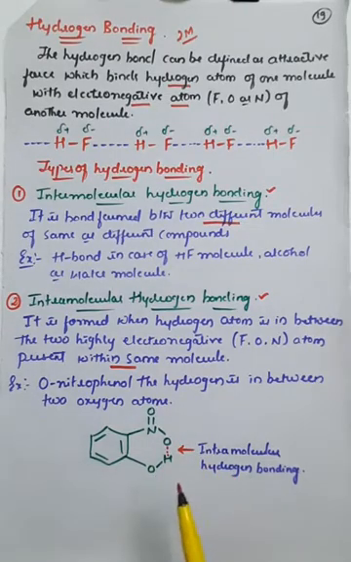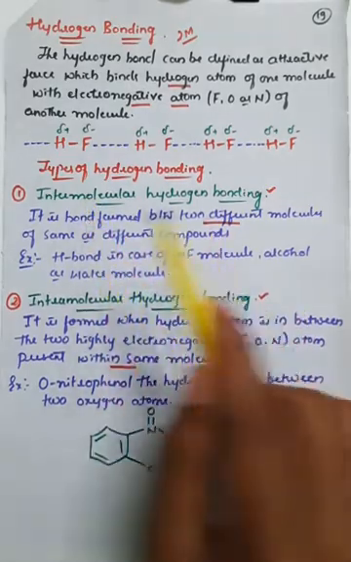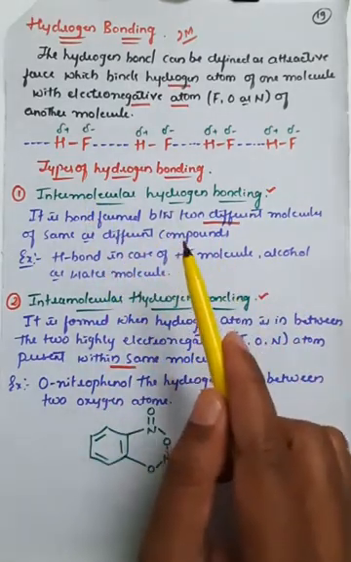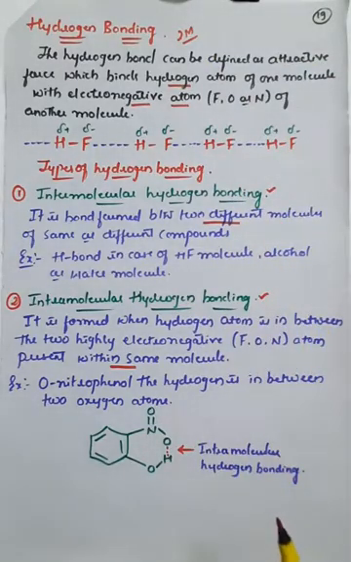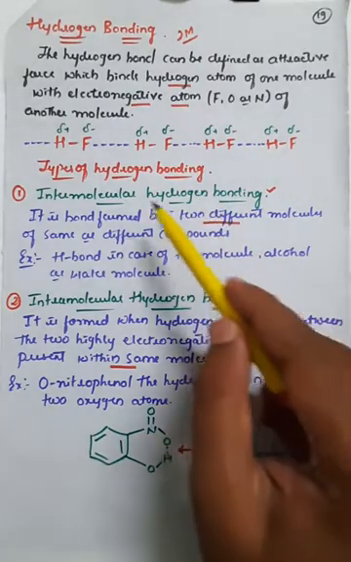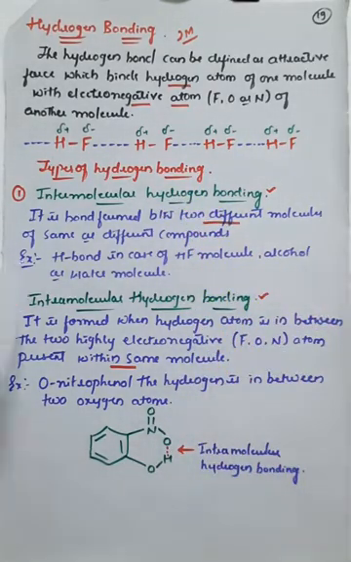So intra means within the molecule, inter means between the molecules, right? Those two words are very important, right? This question can be asked for 2 marks. Hydrogen bonding is nothing but the bond formed between the hydrogen atom and a more electronegative atom. It may be fluorine, oxygen or nitrogen of another molecule. There are two types of hydrogen bonding. One is intermolecular, another one is intramolecular, right?